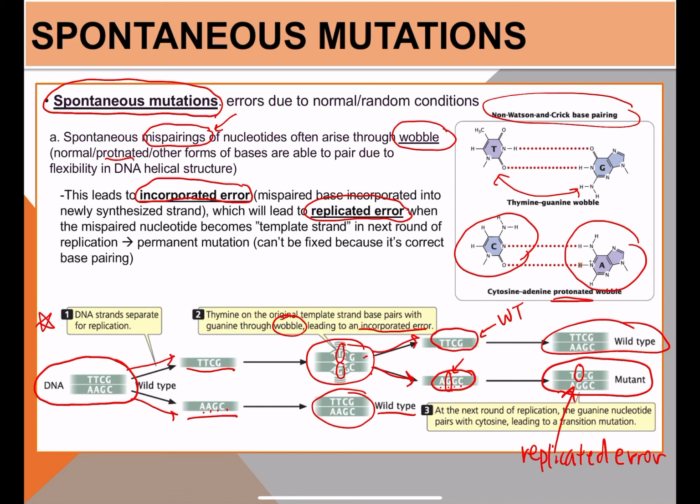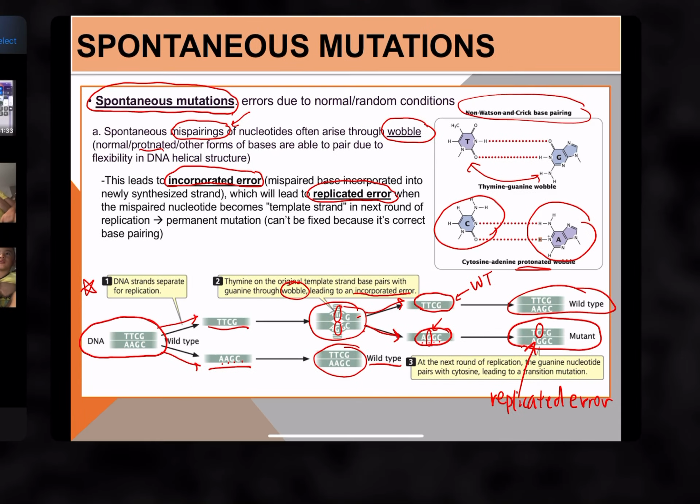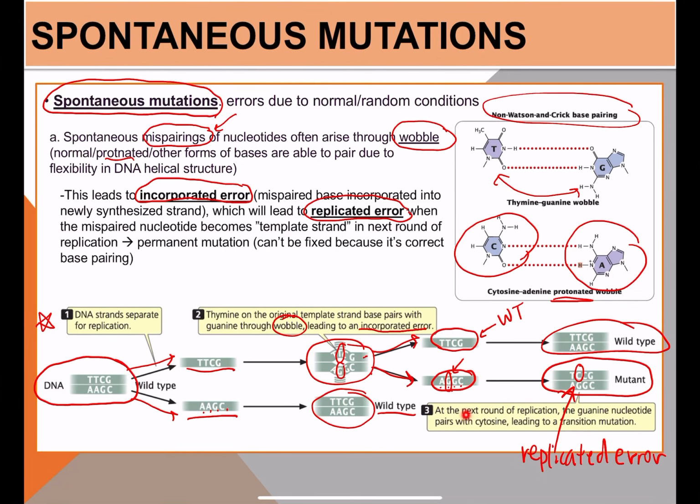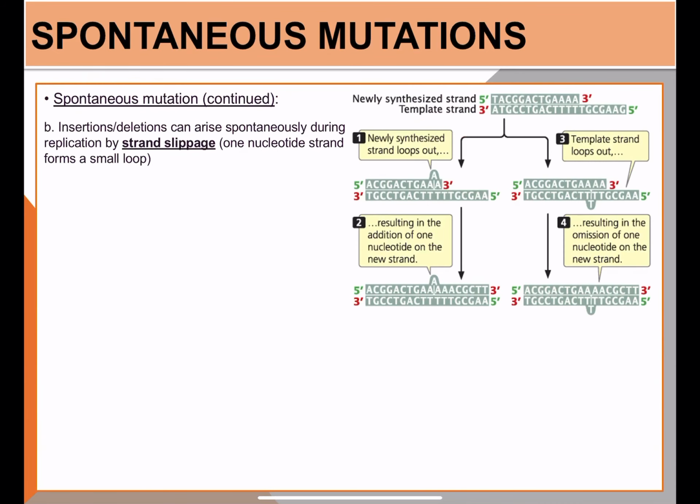Okay, so that's what we mean by going from incorporated error into replicated error. So what about insertions and deletions? Where do we get those from? Do those come spontaneously as well?